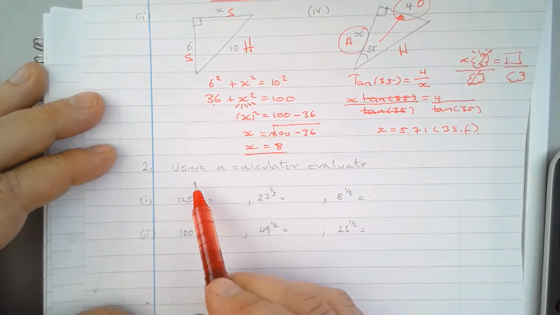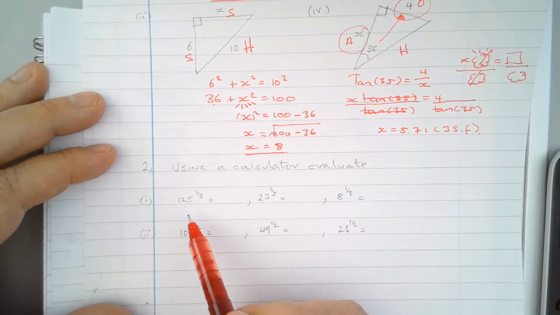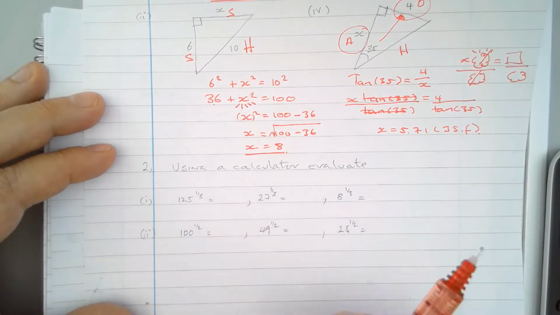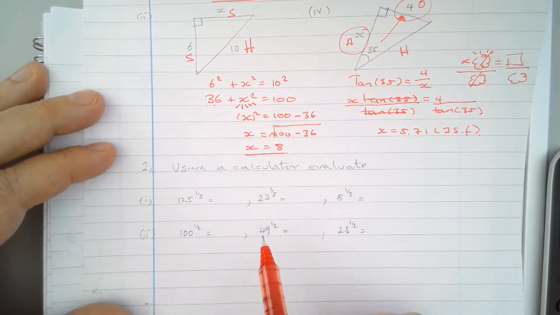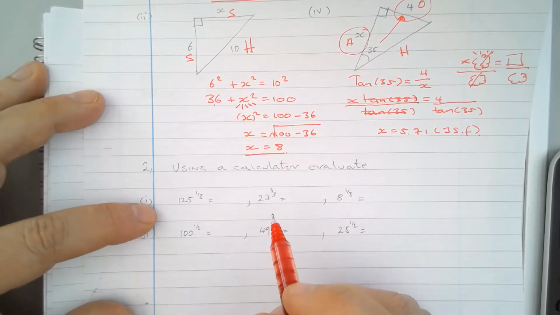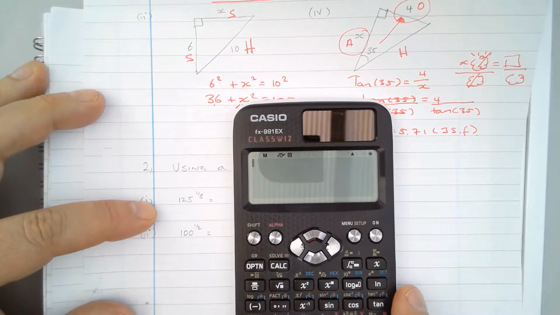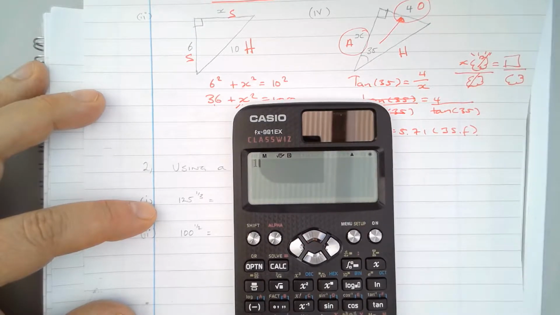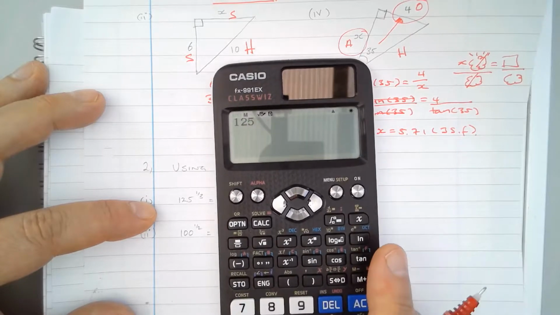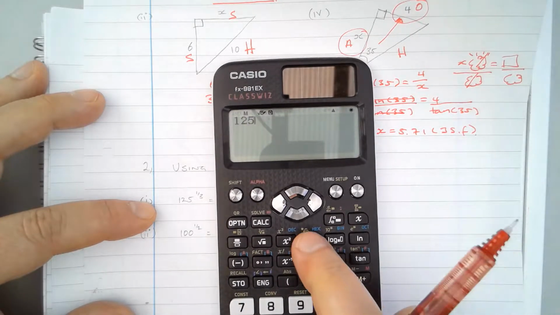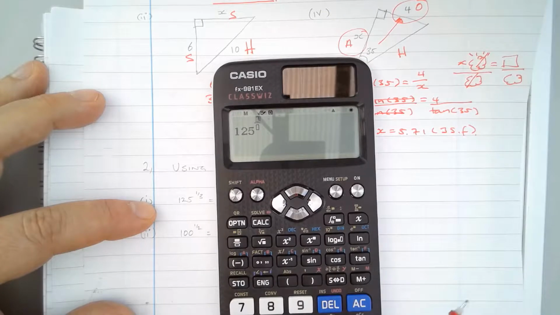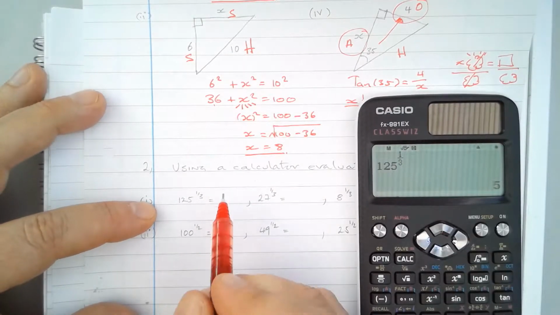Okay, now we've got to use a calculator to evaluate. Well, I'm hoping that the more times I repeat these questions, you won't need to use a calculator quite so much, okay? Because these things will become natural to you. But let's use our calculator anyway. So 125, and that's your power button there, to the power fraction a third is 5. Okay, who would have thought that?